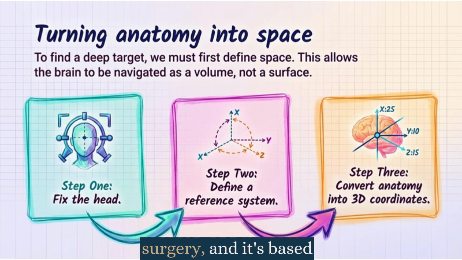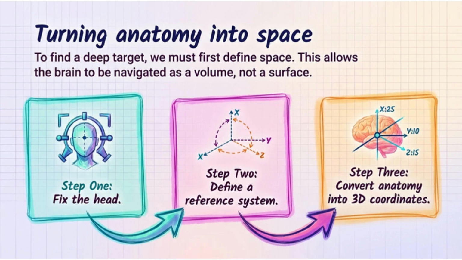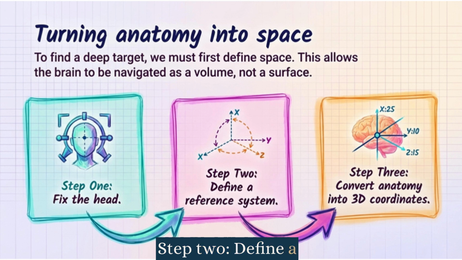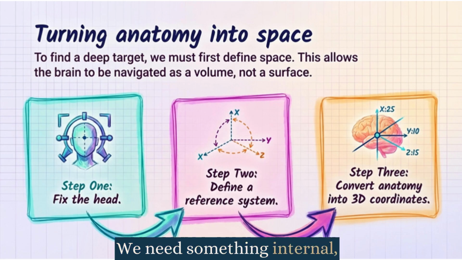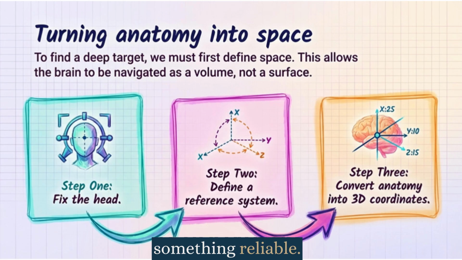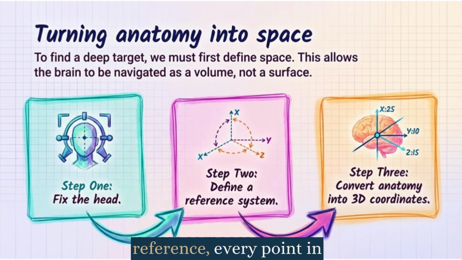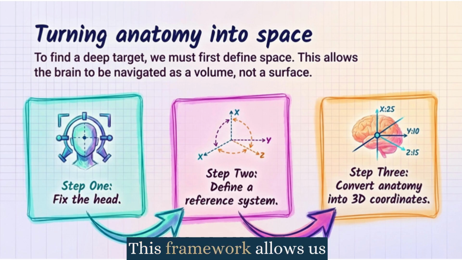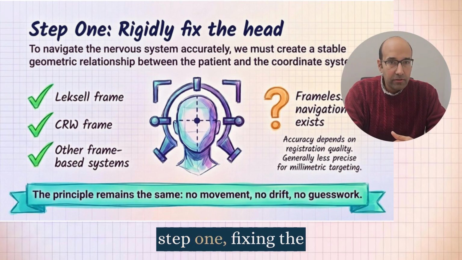The answer is stereotactic surgery, and it's based on 3 simple steps. Step 1. Fix the head. We need a rigid, stable relationship between the patient and our coordinate system. Step 2. Define a reference system. We cannot use skull landmarks, they're inconsistent. We need something internal, something reliable. Step 3. Convert anatomy into 3D coordinates. Once we have a reference, every point in the brain becomes a measurable coordinate. This framework allows us to navigate the brain as a volume, not just a surface. That's the key difference. Let's start with step 1, fixing the head.